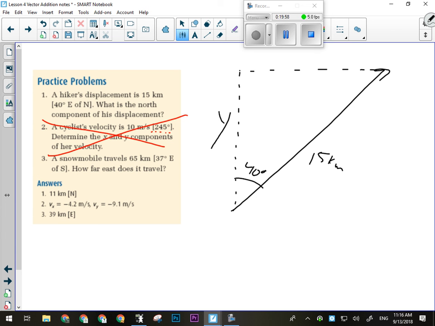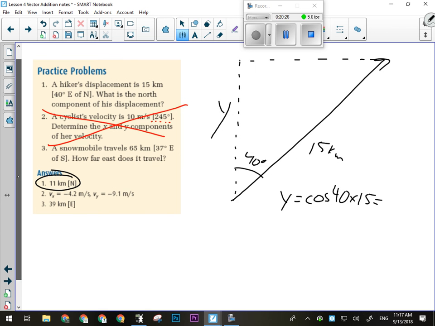That is the north component, or how far north he goes in doing this. So that is adjacent to the 40-degree angle, right? So that means that y is going to equal the cos of 40 degrees times 15, right? And when we do that, we should get 11 kilometers north. Did I lose you? No? How many people have done number 3? Let's have a look at 3 as well then.